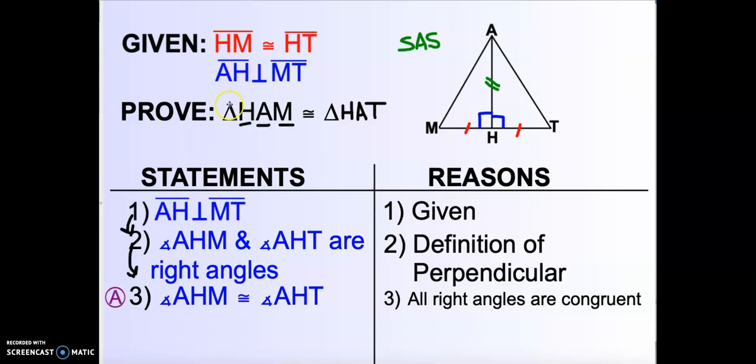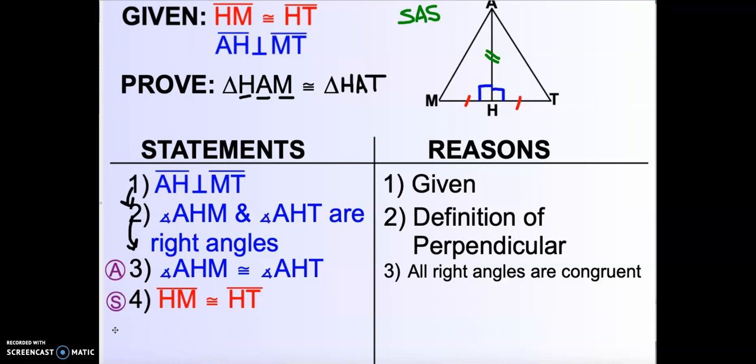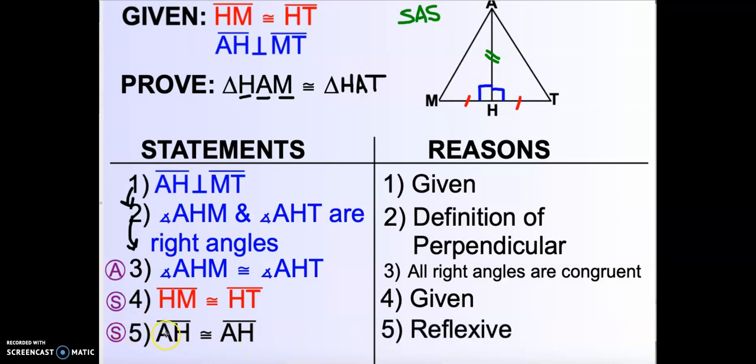So we've taken that given and we've run as far as we can with it. Now I bring in the second given, that these two red segments are equal. That's an S. Now I'm all out of givens, but remember this green segment, AH is equal to AH. AH is in both triangles, that's an S. And the reason, I forgot the reason for number 4, it's given. The reason for number 5 is the reflexive property. Any segment is equal to itself. You look in a mirror, you see yourself. That is a reflection, or the reflexive property.